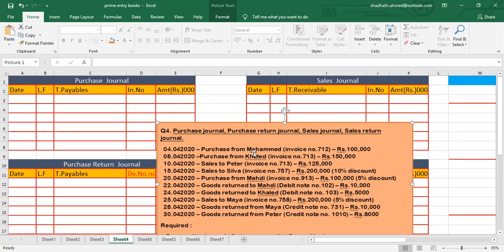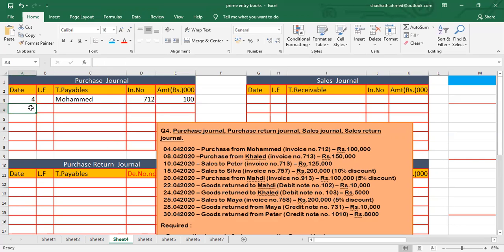So purchase from Muhammad can be recorded under purchase journal. 4th, the trade payable Muhammad, invoice number 712, amount is 100,000. 8th of April, purchase from Khalid. Khalid is a name, so it is a credit purchase. Indirectly they say it's a credit purchase, so we can record in purchase journal. Khalid, invoice number 713, amount is 150,000.